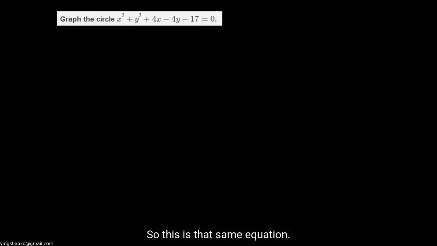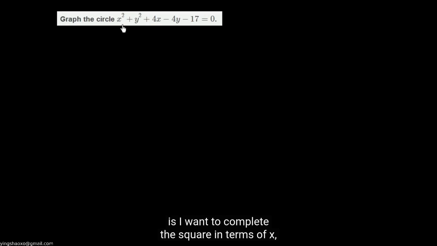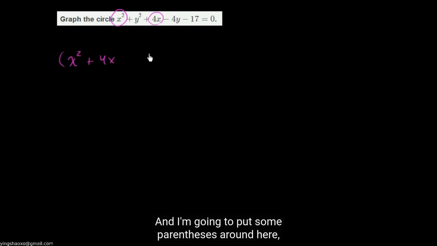So this is that same equation. And what I essentially want to do is complete the square in terms of x and complete the square in terms of y to put it into a form that we can recognize. So first let's take all of the x terms. You have x squared and 4x on the left-hand side. So I could rewrite this as x squared plus 4x. And I'm going to put some parentheses around here because I want to complete the square.